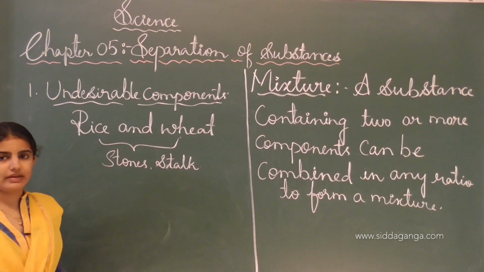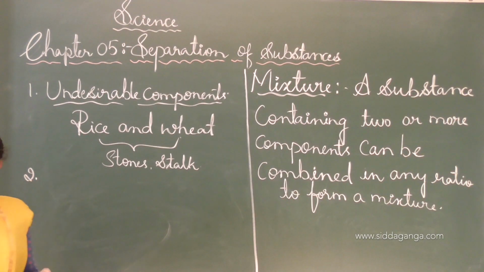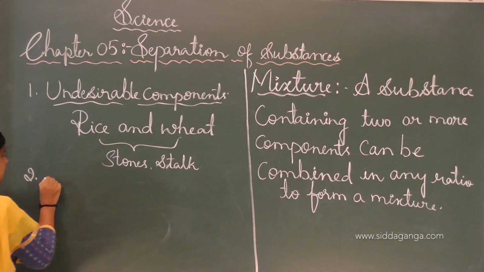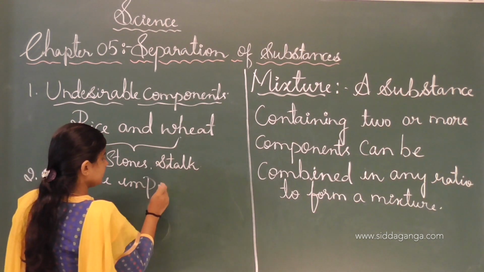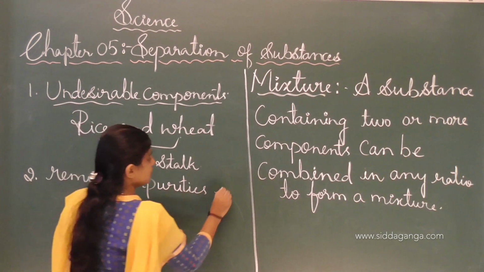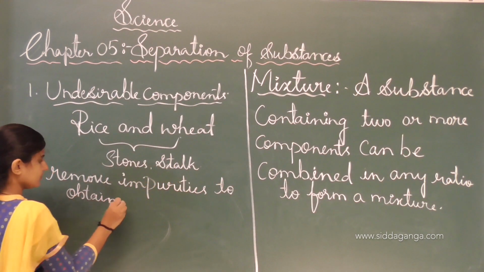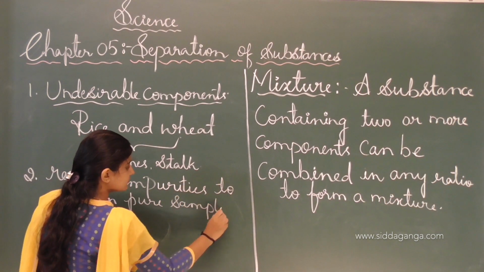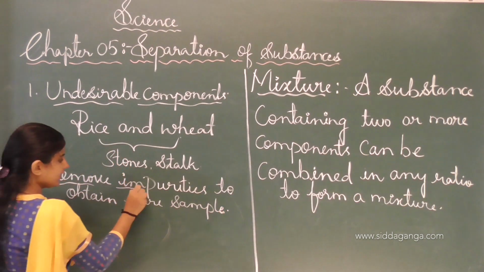I will take two examples here, the first purpose and the second purpose, which is to remove the impurities to obtain the pure sample. See, this is the second case or the second purpose.